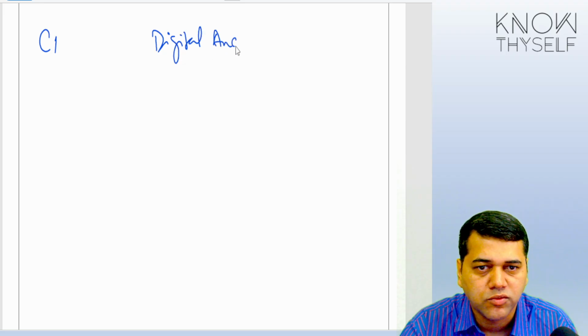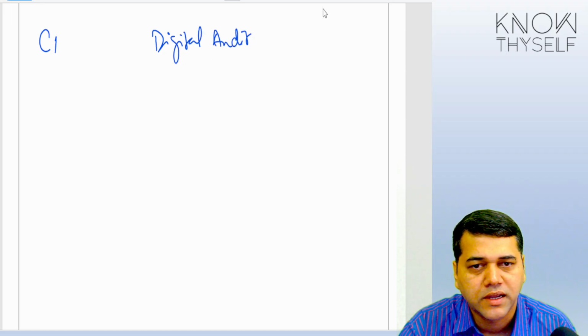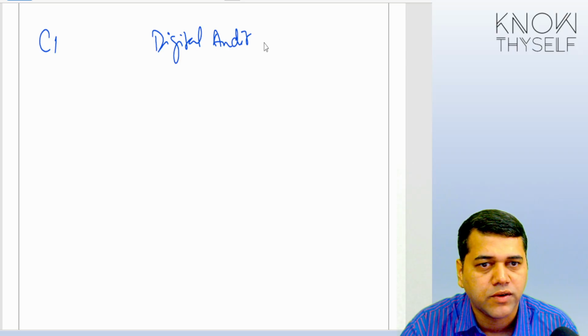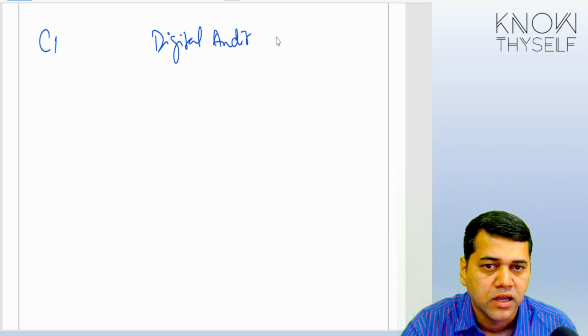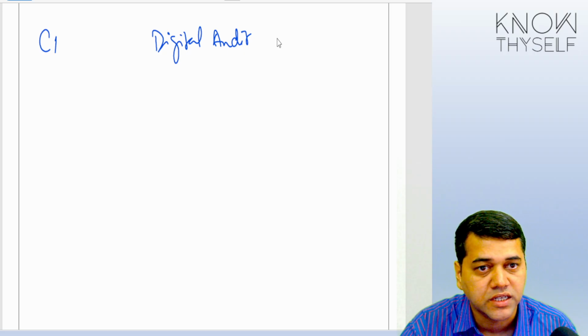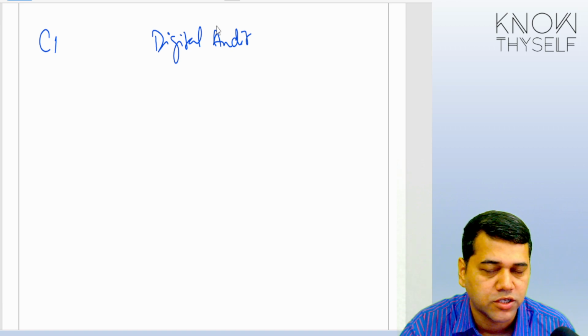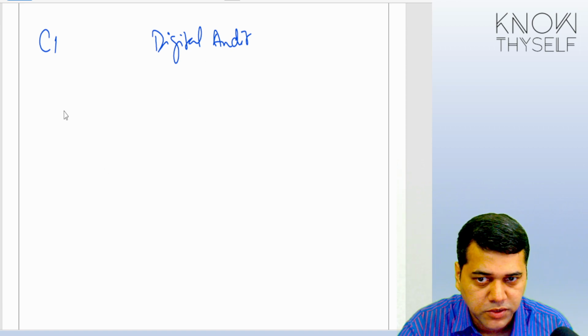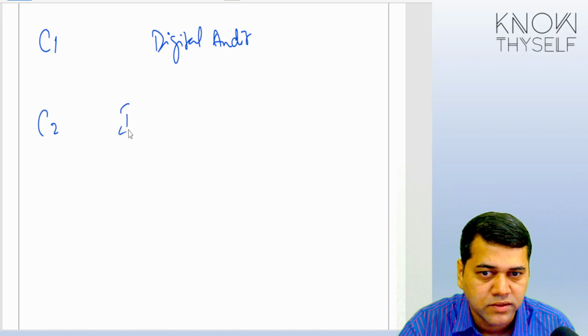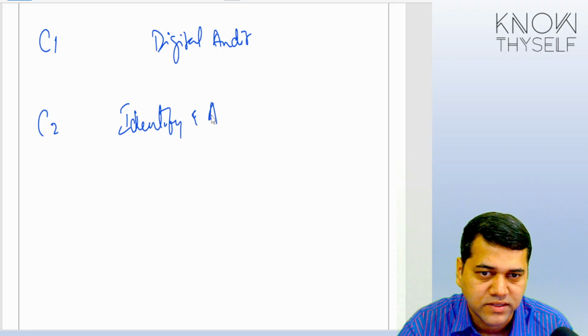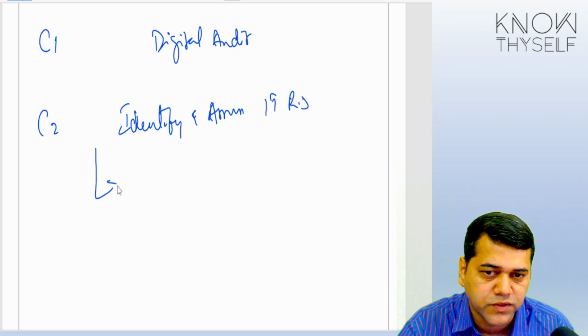We discussed what digital audit is, why it is important, what challenges are there, how auditing can happen digitally, and what advantages are there. So everything we understood about digital audit. The heart of this particular chapter is concept number two: identify and assess IT risk.